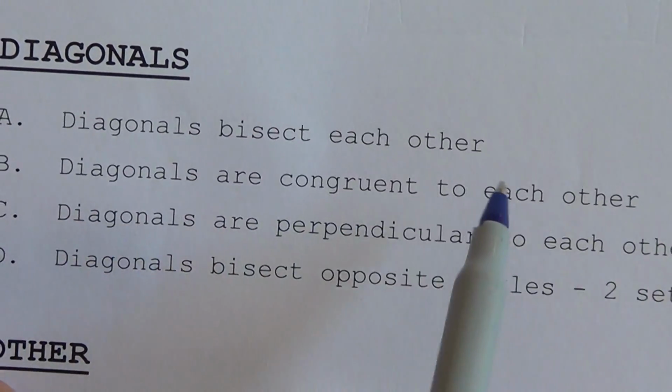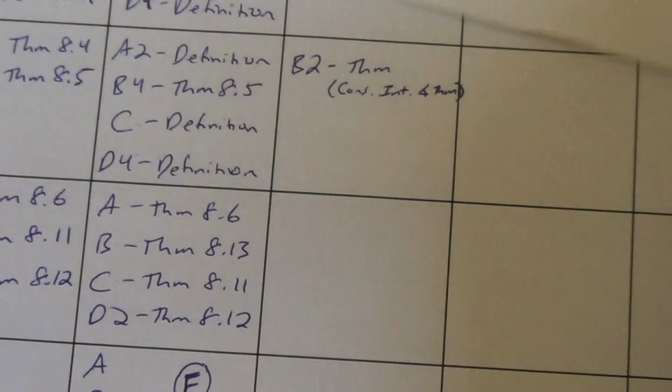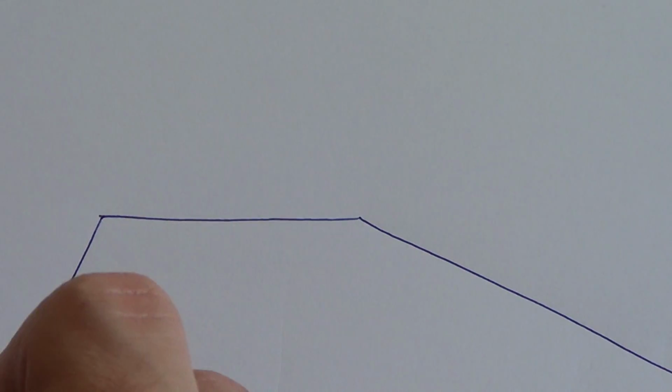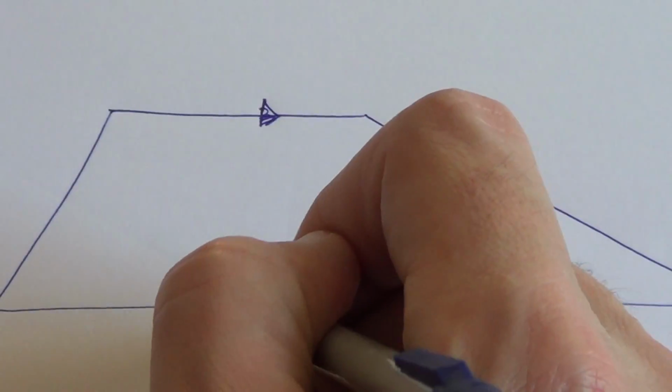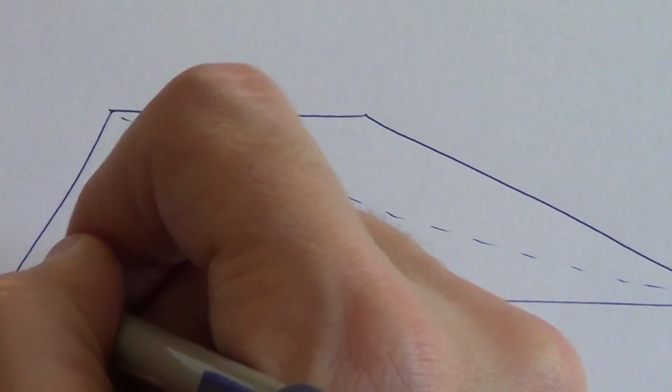Diagonals are congruent to each other. Again, this is one of those where we can just draw a picture, take a look at it, and see if it even makes sense that it might be true. So let's draw a picture here. Something like that. So I've got my parallel marks, and I've got this diagonal, and I've got this diagonal.